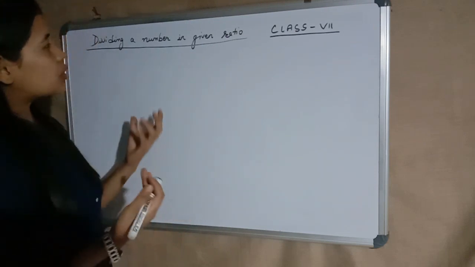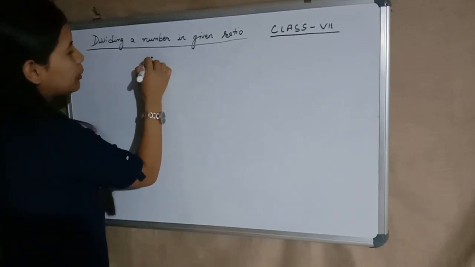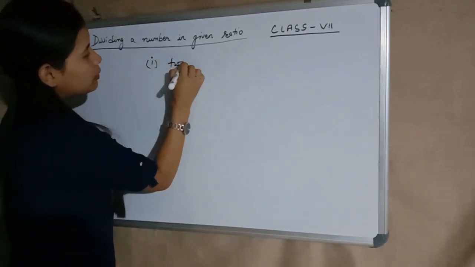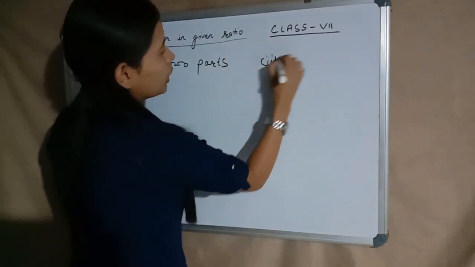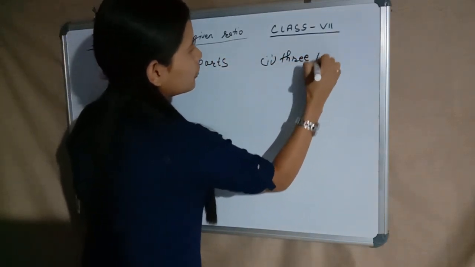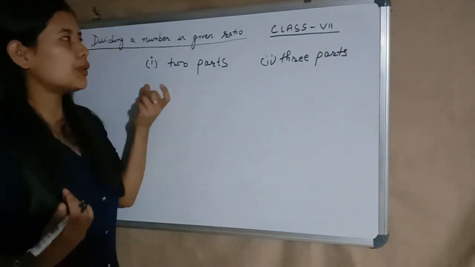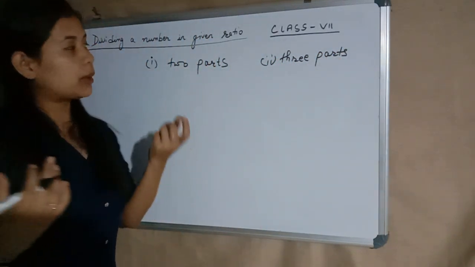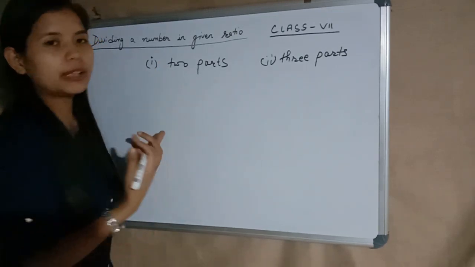There are two parts in dividing a number in a given ratio. The first one is dividing a number in two parts. The second one is dividing a number in three parts. So given a number, we need to divide it in two parts and in three parts. We'll be learning each one of them one by one.